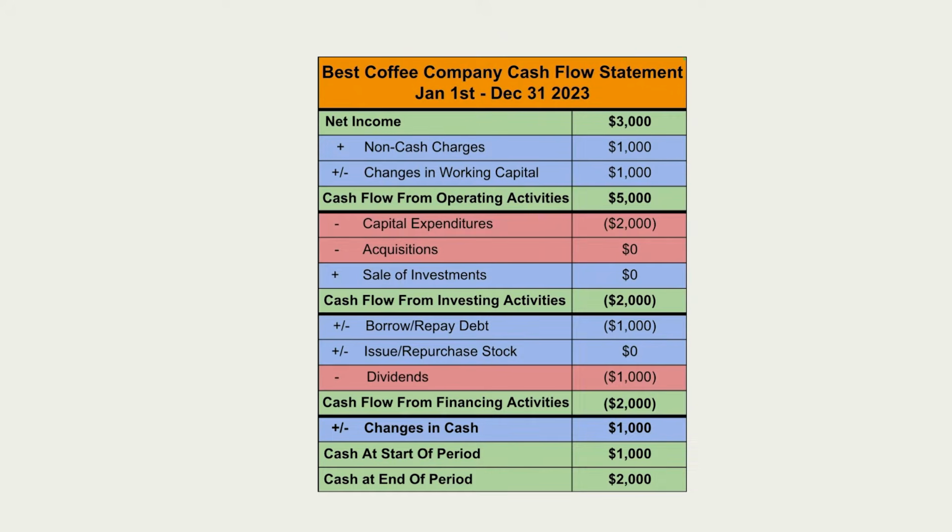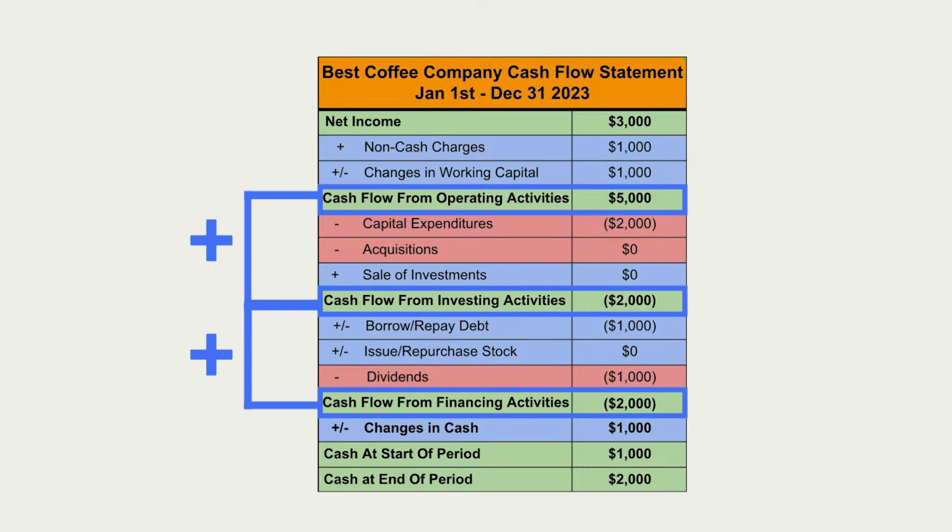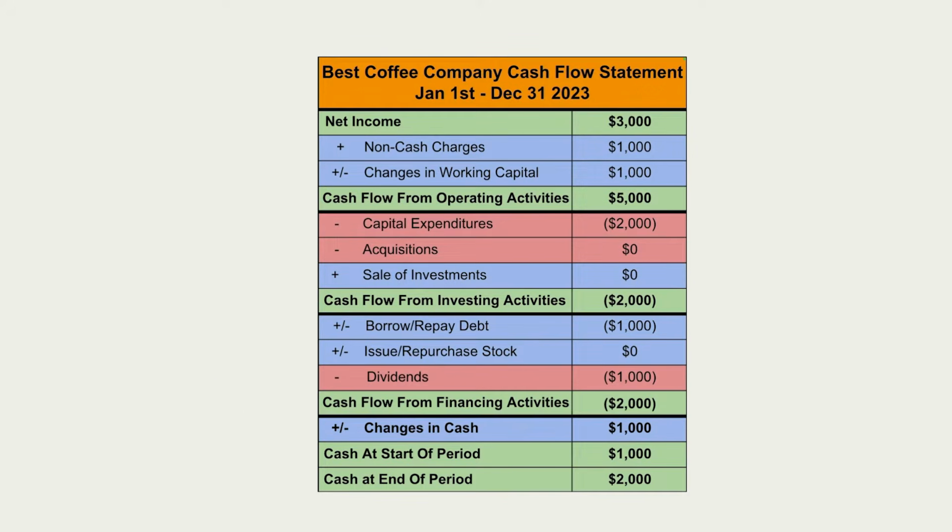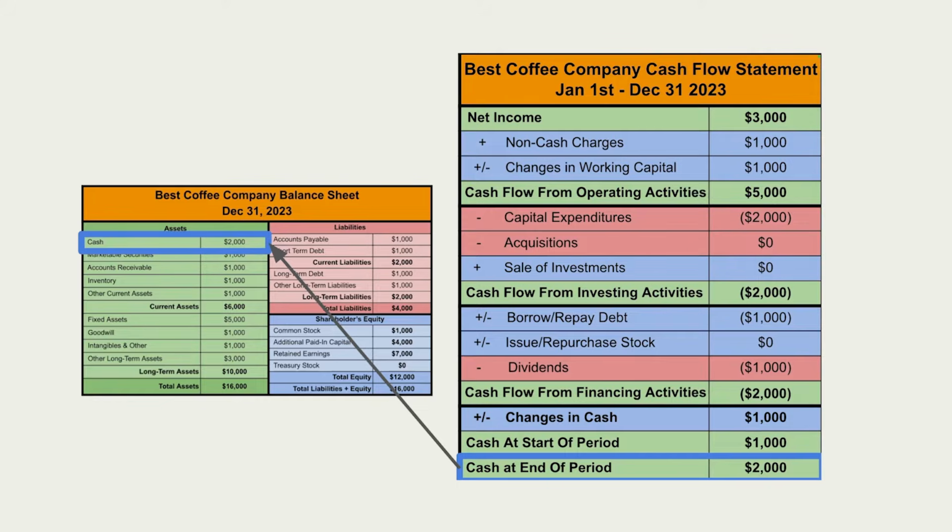Now, once we've done all that, we take the cash flow from operating activities, we add it to the cash flow from investing activities, and we add that to the cash flow from financing activities. That gives us our total amount of change in cash during that particular period. Then when we add that change in cash to what we started with, we end up with our ending cash balance. And this number goes right to the balance sheet and becomes our new cash balance at the end of the period, showing once again how these statements are related to each other.